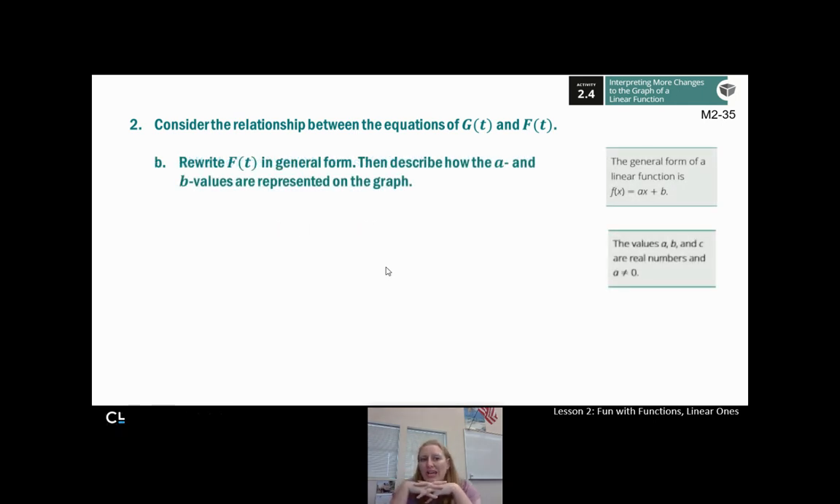And then tell me about your a values and your b values. Go ahead and hit pause, jot it down, or maybe you can even use the graphs to write it down, and then hit play when you're ready to check your work.